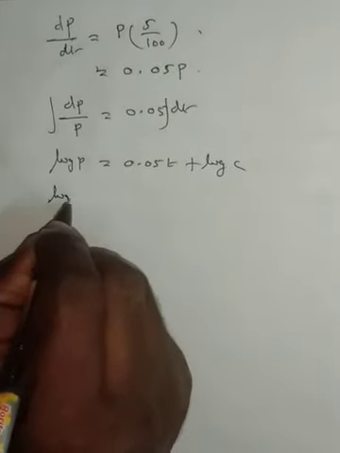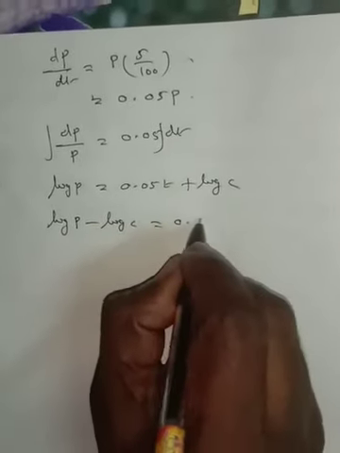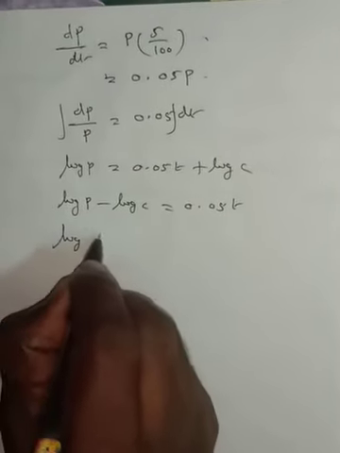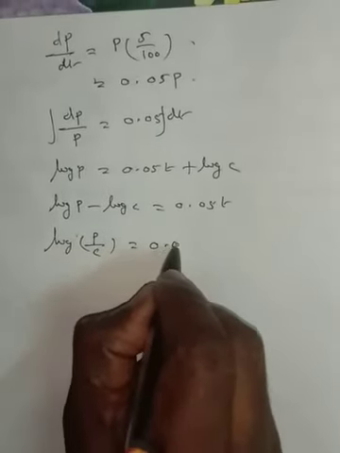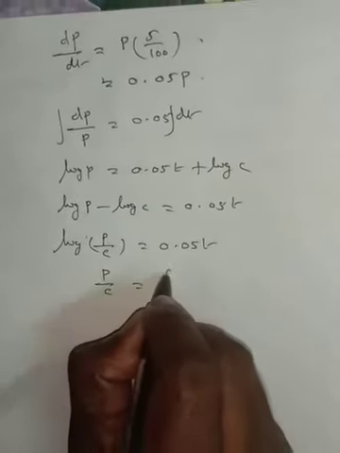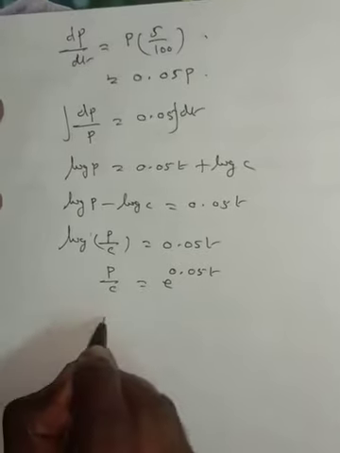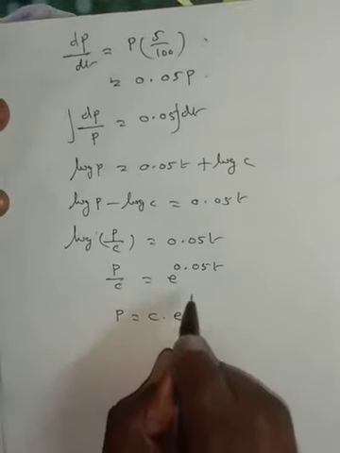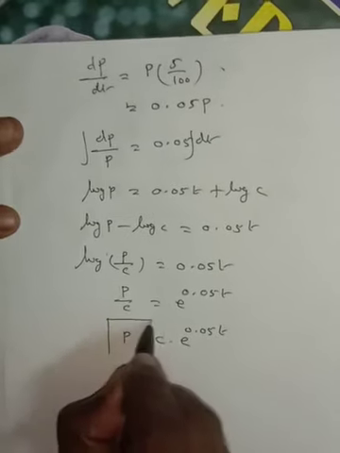Log P minus log C is equal to 0.05 t. Log a minus log b is log a by b. Log P by C is equal to 0.05 t. P by C is equal to e to the power of 0.05 into t. Cross multiplying, we have P is equal to C into e to the power of 0.05 t.